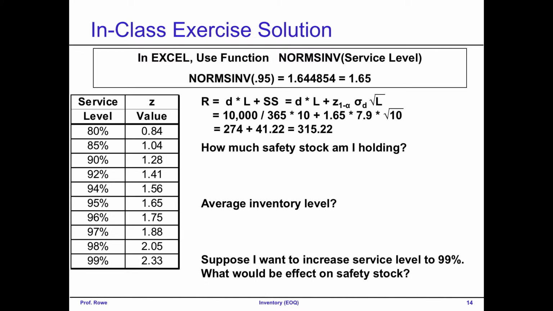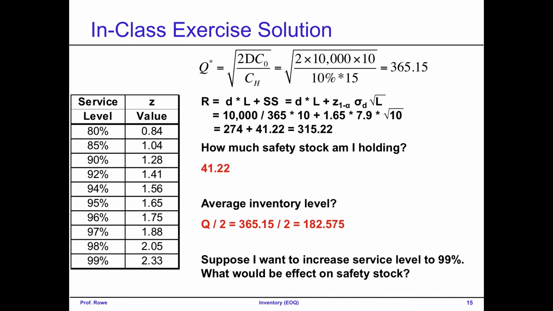So then when we ask the question, how much safety stock am I holding? Well, we've already calculated that. Safety stock is just this term, which is simply this value, 41.22. So our safety stock is 41.22. Now, what's our average inventory level? Well, what is average inventory? It's going to be Q divided by 2. So we'll take our 365.15 divided by 2, and we get 182.575 units is our average inventory level.